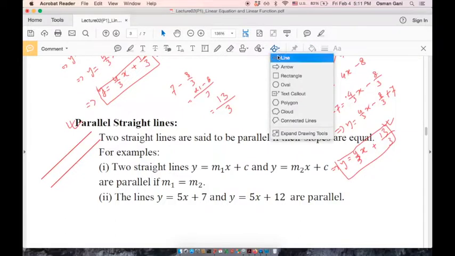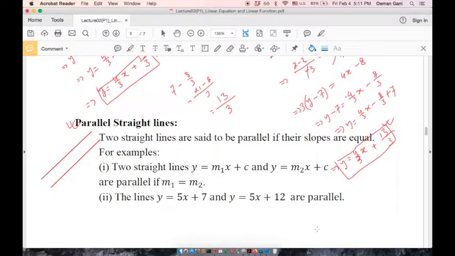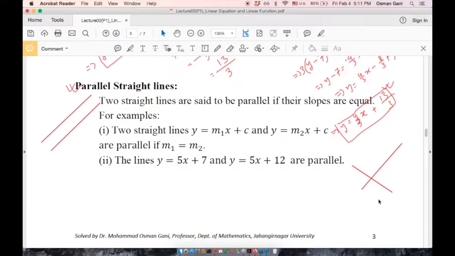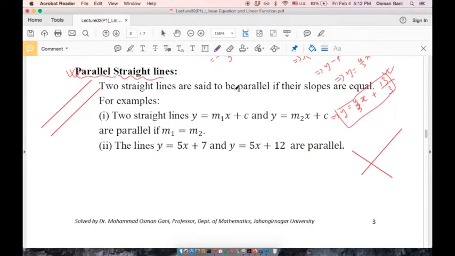And again, two lines are perpendicular if the angle between them is 90 degrees. These lines are perpendicular because their angle is 90 degrees. Two straight lines are said to be parallel if their slopes are equal. Two straight lines having equal slopes are said to be parallel.